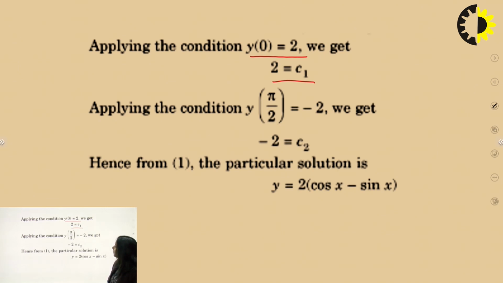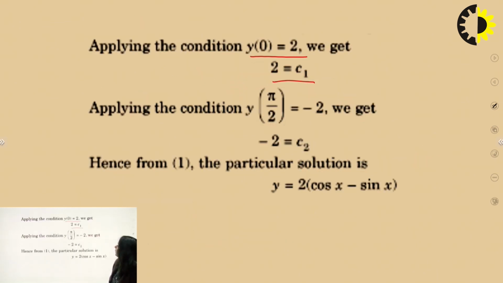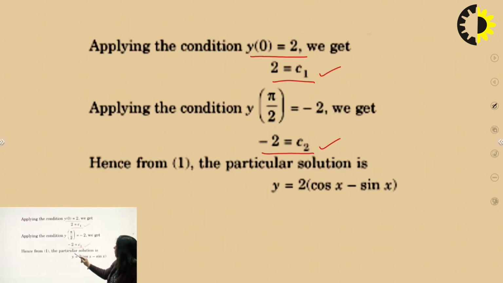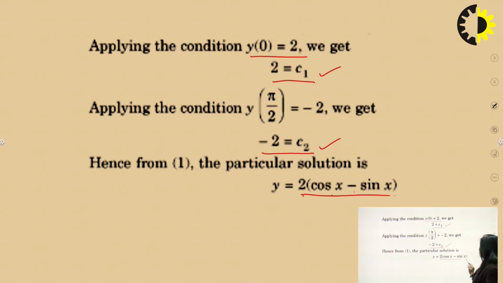Now applying the second boundary condition, we will put x is equal to pi by 2 and y is equal to minus 2 in this equation. Then we will find c2 is equal to minus 2. So now put the values of the arbitrary constants c1 and c2 in equation 1. Then the complete solution is equal to 2 cos x minus 2 sin x. This is the particular solution, because in this solution no arbitrary constant exists.